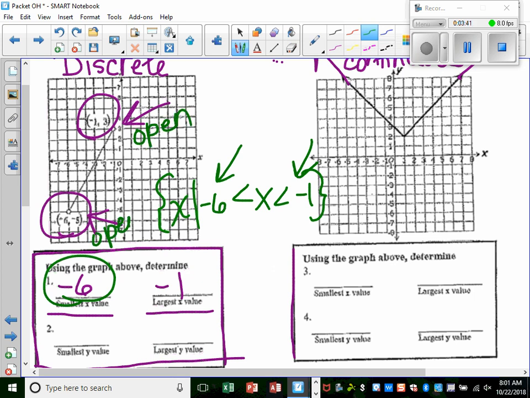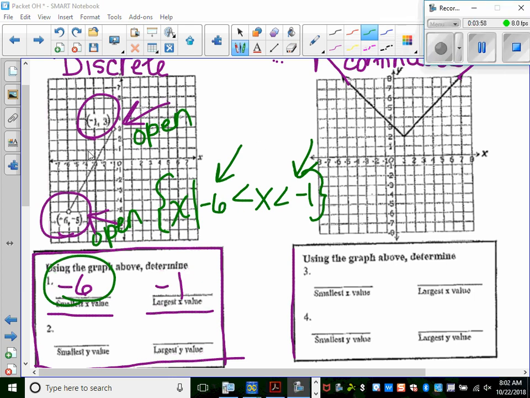Okay. We're going to do another one in a few minutes, which is the fourth one down here, and the dots will be closed, so we will put an equal sign. Okay, so since the dots are open, it's just the less than symbol, not the less than or equal symbol.